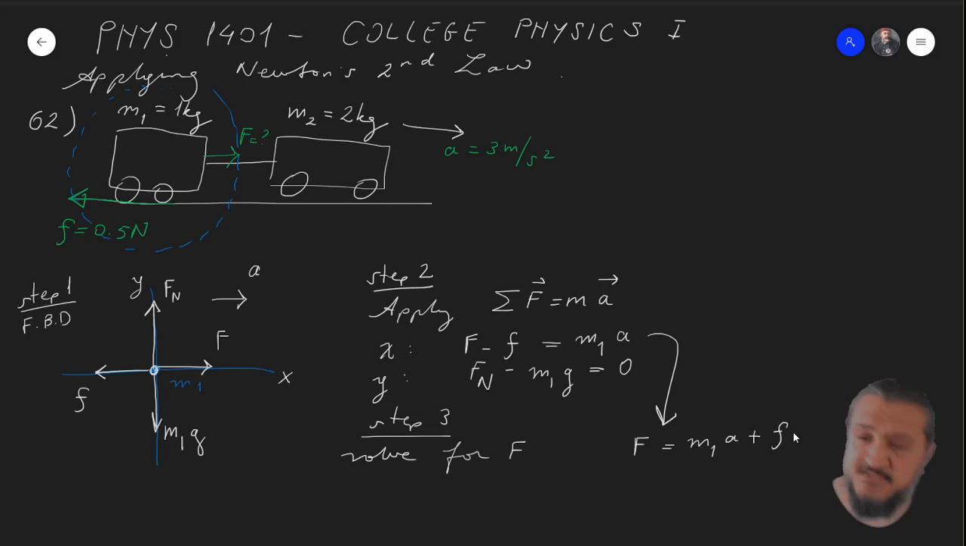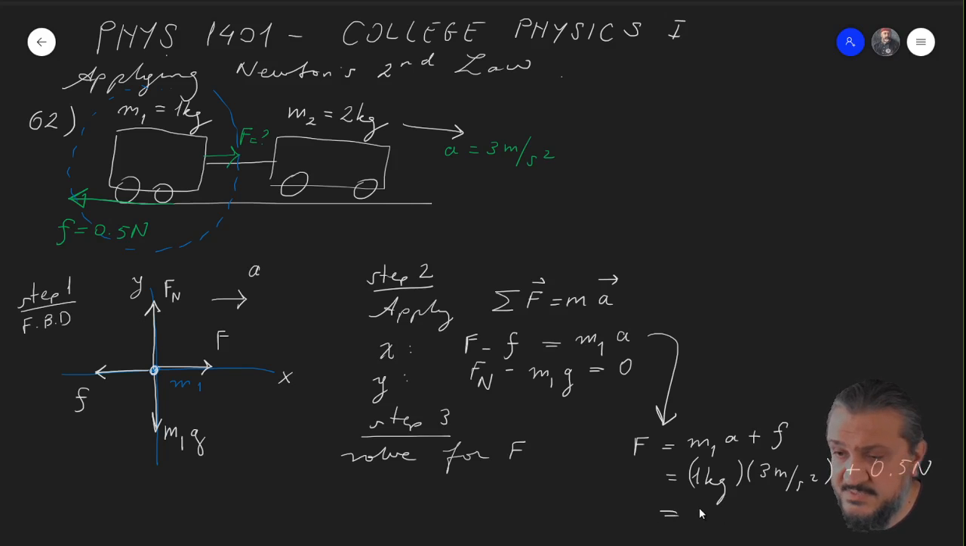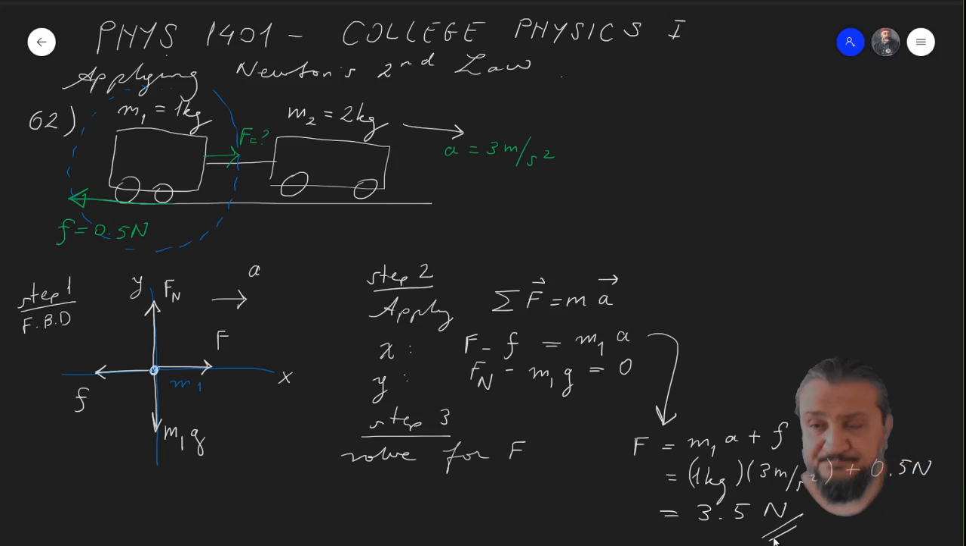Okay, so m1 is 1 kilogram. Acceleration is 3 meters per second squared. And the friction force is 0.5 newtons. So these will give me 3.5 newtons. All right, that's it. So that's the magnitude of the force exerted by the locomotive on the caboose. All right, that's the force.